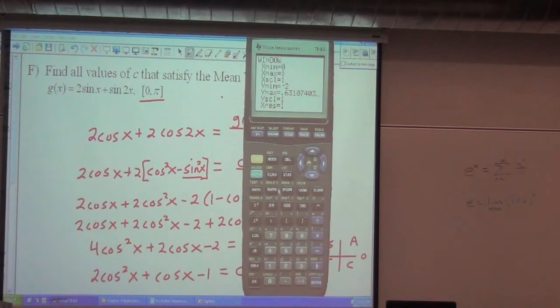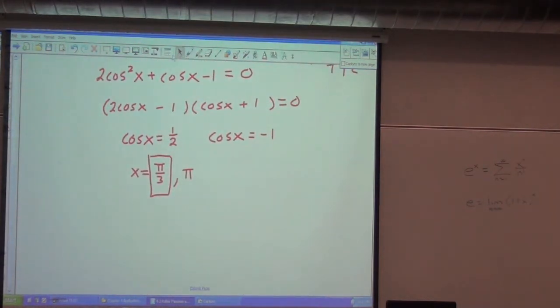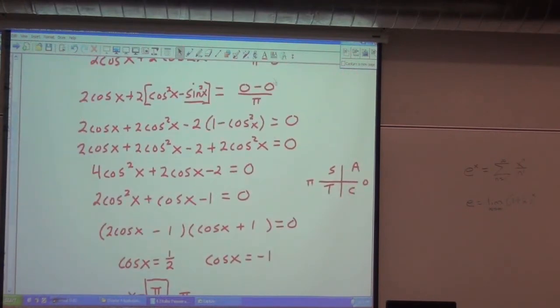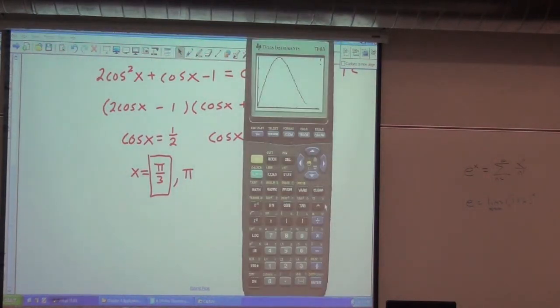I'm going to graph this from 0 to pi. Do zoom fit just to look at this. But here we're still setting the derivative equal to 0. Well, in this case, we set the derivative equal to the average rate of change. The average rate of change turned out to be 0. See, when we look at this graph, it turned out to be 0.